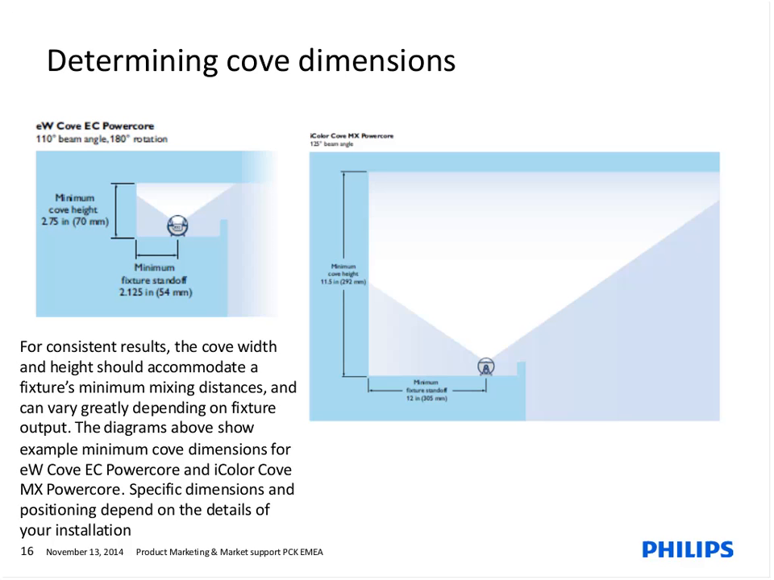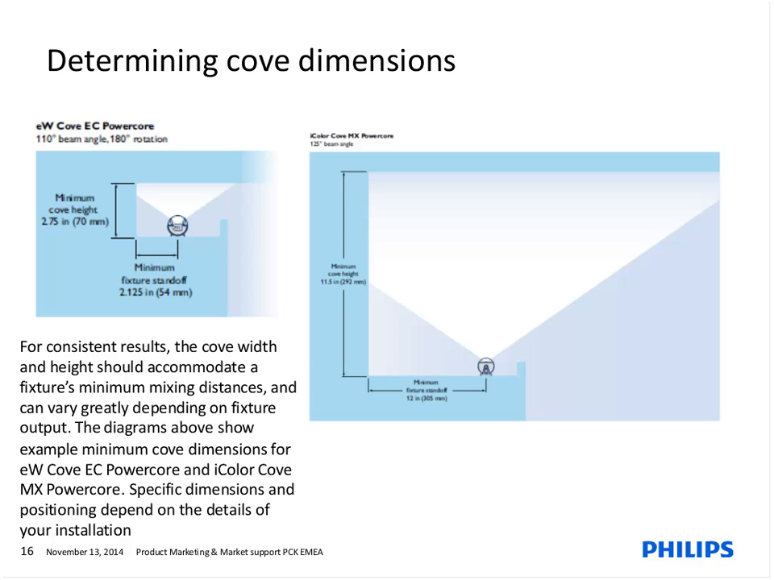So the mixing distance will be different for EC, and it will be minimum compared to the iColor Cove MX, for instance. Yeah, MX has a higher lumen output and it requires a bigger distance.